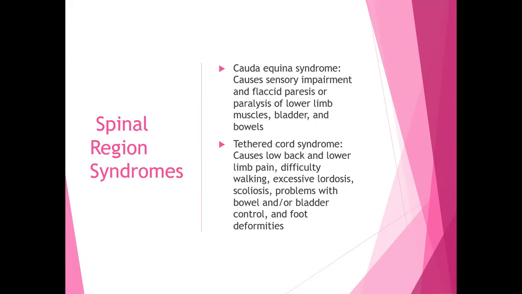Cauda equina syndrome causes sensory impairment and flaccid paresis or paralysis of the lower limb muscles, bladder, and bowel. A lot of times it's because of damage to the lumbar or sacral spinal roots. And you don't get spasticity and hyperreflexia because the cauda equina is below the spinal cord itself. It's the nerve roots coming off the spinal cord, so the upper motor neurons are still intact. And complete cauda equina lesions are rare. Usually it's partial.